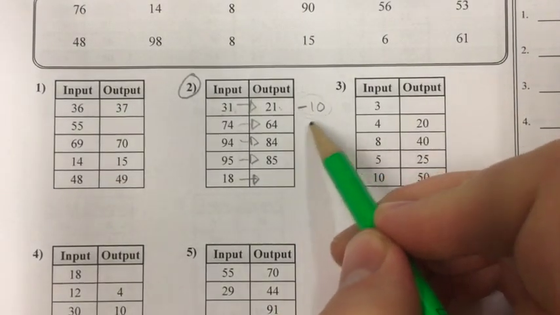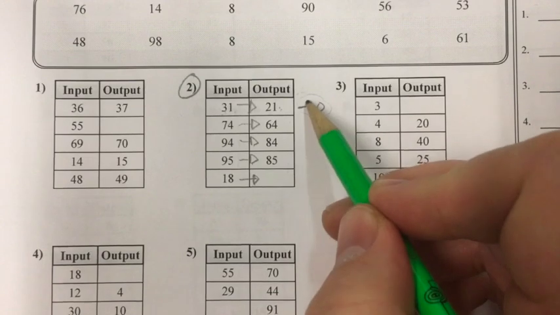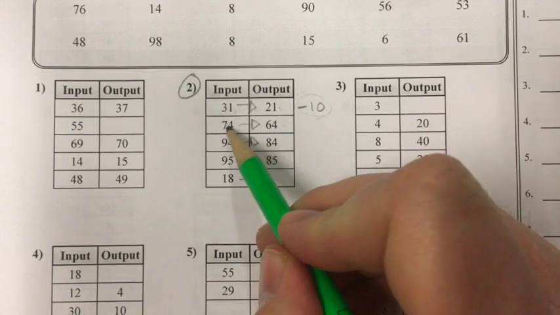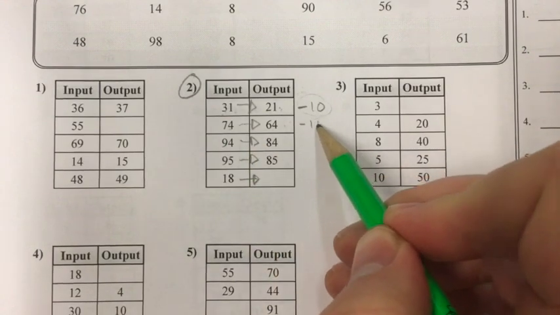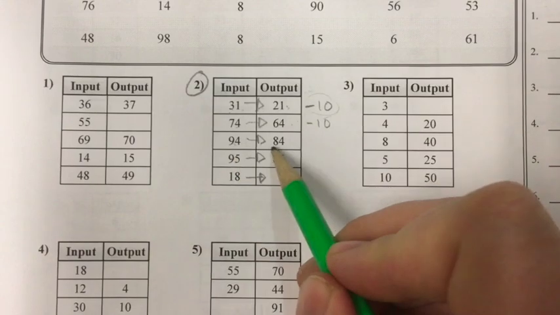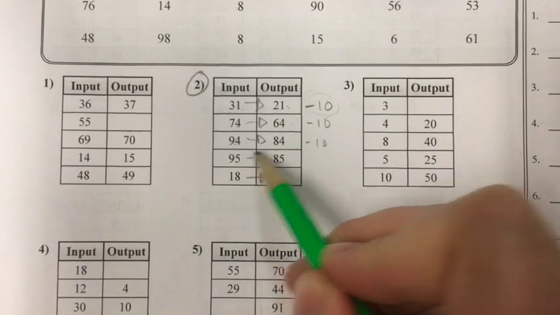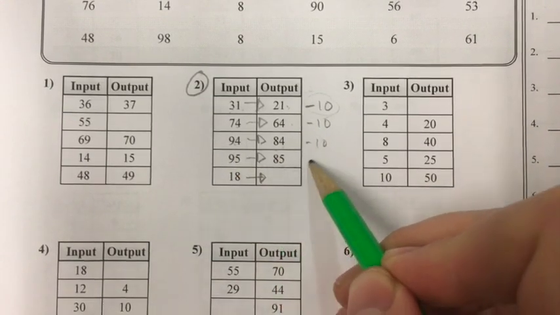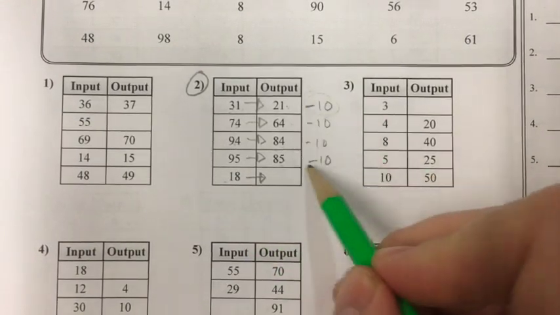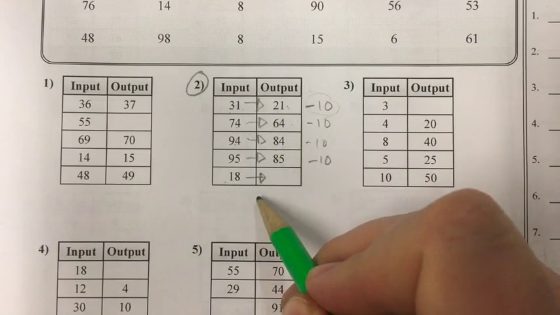This is my hypothesis. Now what I'm going to do is I'm going to check all these numbers to see whether this is true for this one, and this one. So is this one 74? Is this minus 10? 74 minus 10 would be 64. 94 minus 10, that would be 84. 95 minus 10, that'd be 85. So therefore, this is the rule for this particular table.